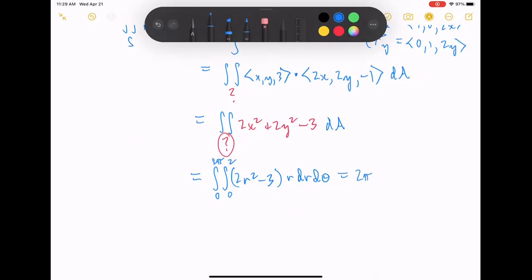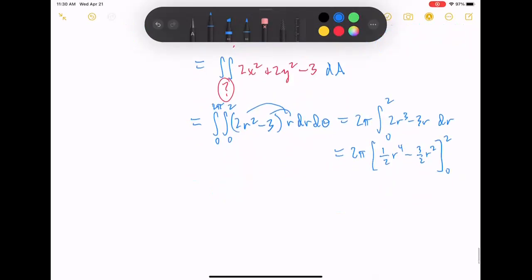So it's just going to be 2 pi, and it's going to be the integral from 0 to 2. Let's go ahead and distribute this r through right here. So it's going to be 2r cubed minus 3r dr. What do we have? 2 pi. Let's see here. It's going to be 2/4, which is 1/2 r to the 4th, minus 3/2 r squared. And this is evaluated from 0 to 2. Of course, 0 is of no consequence to us. What really matters is 2, don't you see?